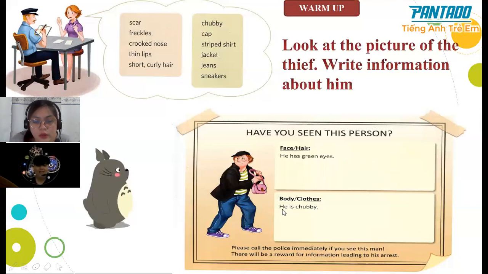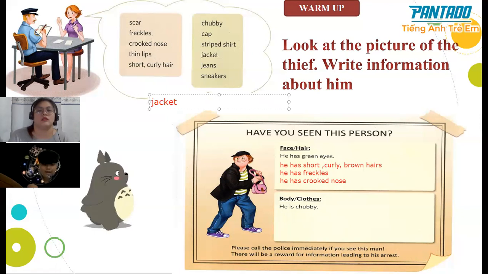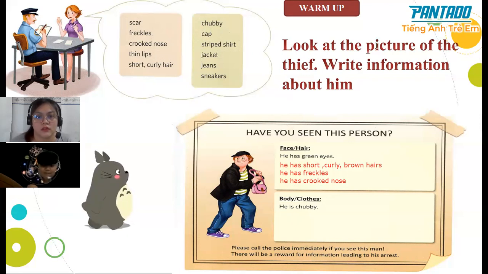What don't you know? What is he wearing? A jacket. A jacket is like this. Okay, a jacket. He's wearing a jacket. What else? He's wearing a jacket.